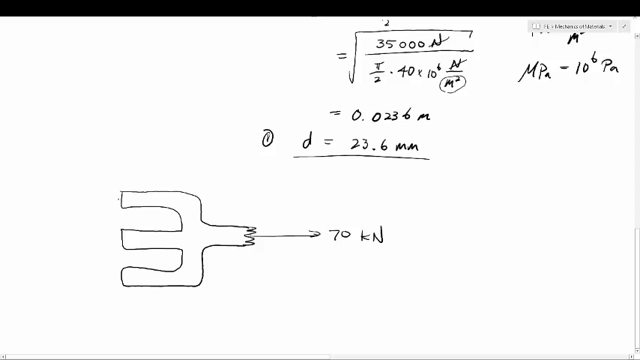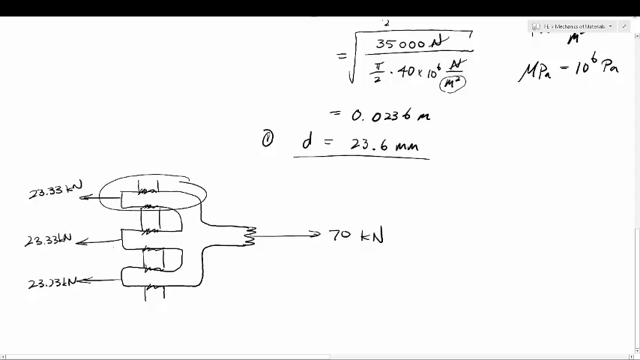So that means these 3 sections should add up to 70. Basically it'll be 70 divided by 3, which equals 23.33 kilonewtons for each of these. And the bolt goes through this whole thing. So it's going to shear there, there, there, there, there. I just want to look at this one because this is the average shear stress. We can just look at one of the members.